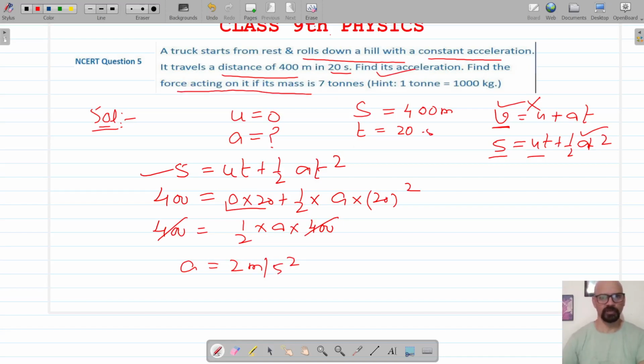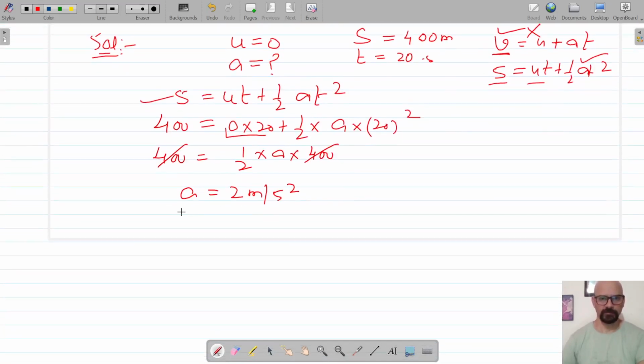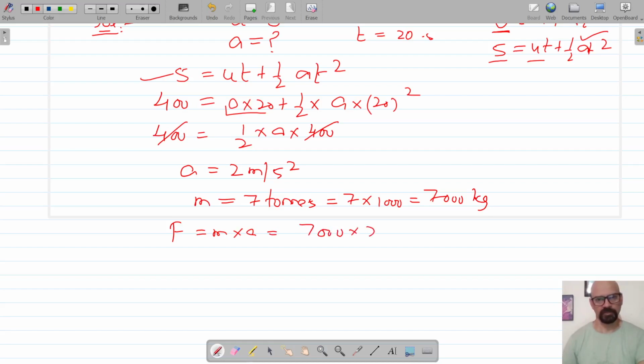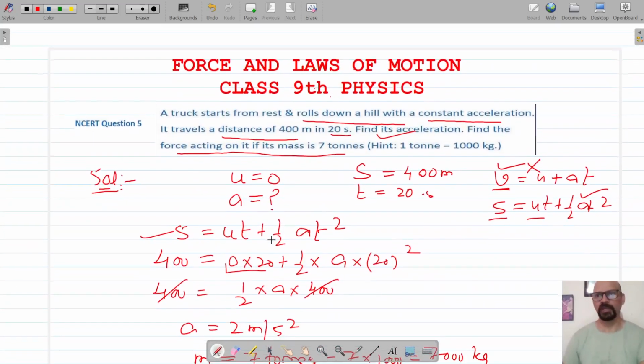We have to find the force acting on its mass, that is 7 ton. So we know that 1 metric ton is equal to 1000 kg. So 7 tons would be equal to 7 into 1000, that is equal to 7000 kg, and we have to find the force. So force is equal to mass into acceleration. Mass is 7000 into acceleration is 2. And the unit of force is Newton, so this is 14,000 Newton. So with this, we are done with question number 5.